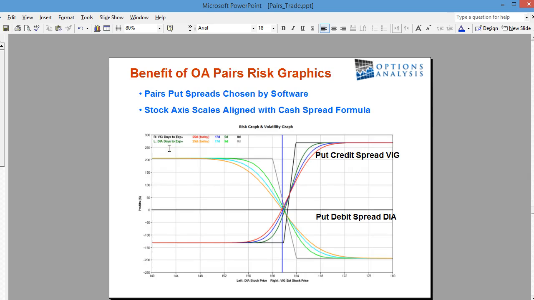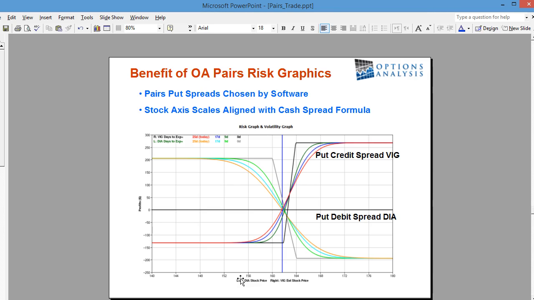This is the risk graph in overlay mode. In overlay mode, we simply risk graph the put credit spread on top of the put debit spread of the other trade. Notice that the bottom is the stock prices for Diamond. So how were we able to put the put credit spread risk graph on the stock prices for Diamond? We use the cash spread formula.